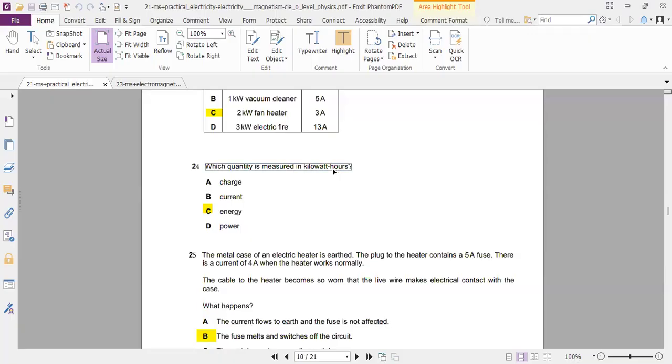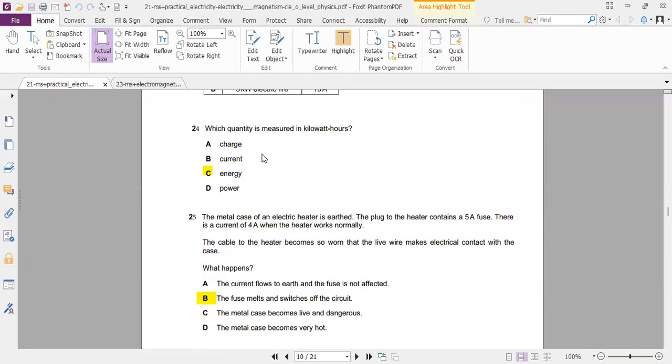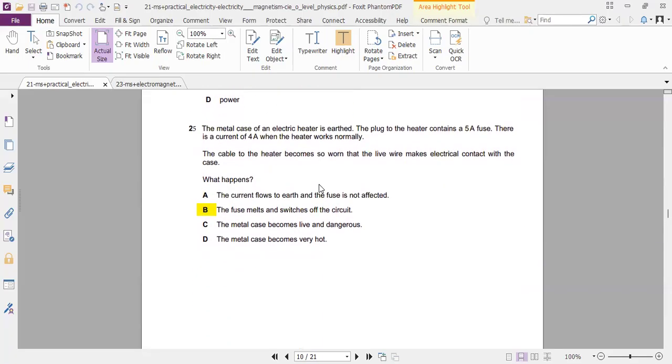Which quantity is measured in kilowatt hours? That's the energy. Because charge, current, and power don't have kilowatt hour units. The fuse will melt and switch off the circuit if it becomes heated, because you're already working very close to the fuse rating.